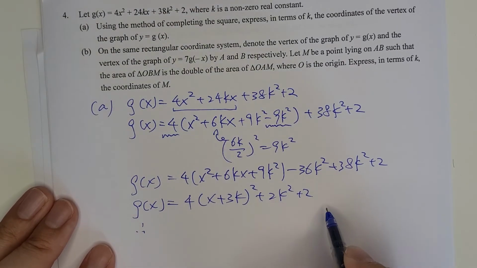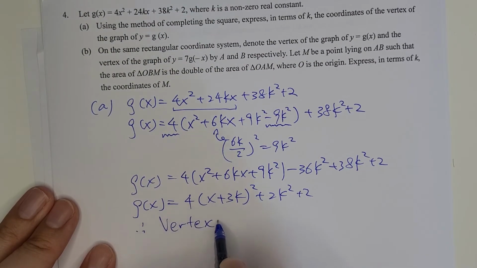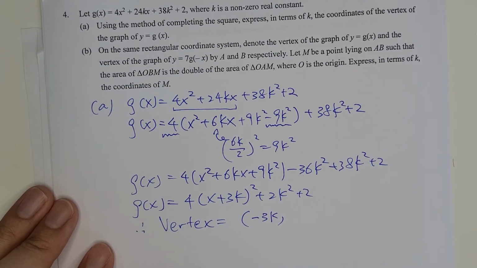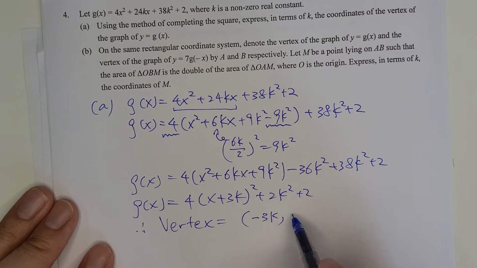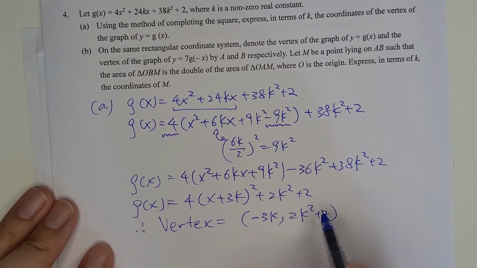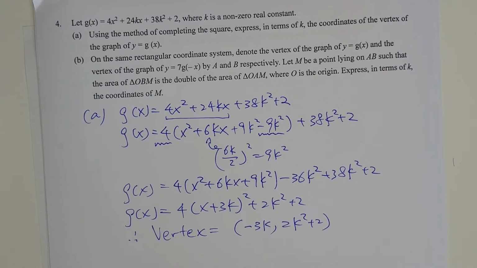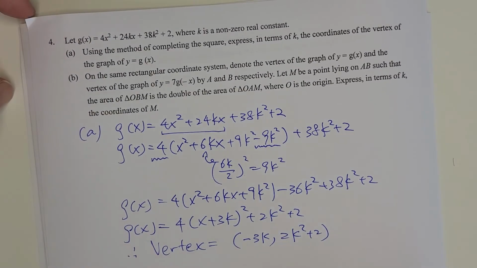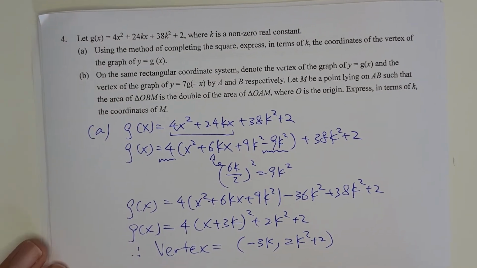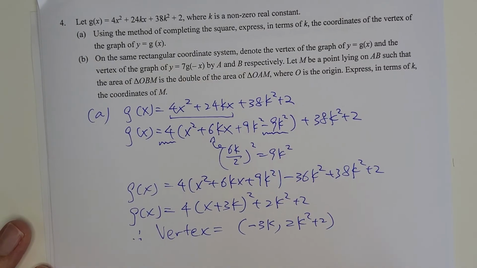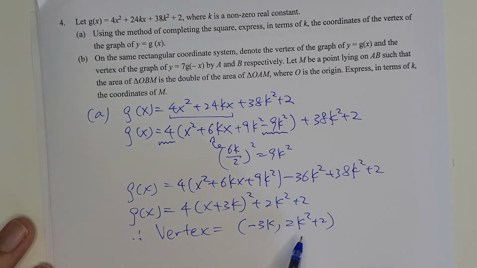Therefore, it is a standard format of vertex form, and the vertex is here. When you see x plus something, the x coordinate of the vertex will be negative 3k. And the y coordinate of the vertex will just copy the constant term at the end after you change it into the vertex form. Remember, when you need to find the vertex, one of the usual methods is using the method of completing the square. Make the function as the perfect square or at the vertex form, and then write down the vertex coordinate.